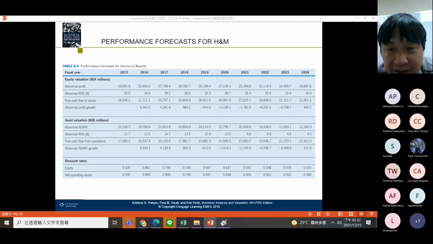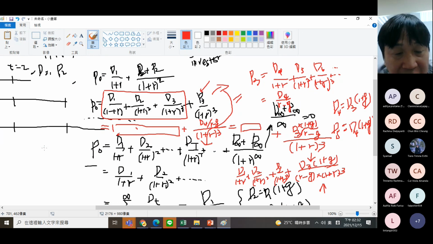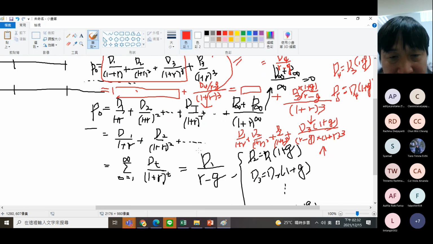As I said, I just use three periods to be our example: date one, date two, date three, and P3 is our terminal value. How can we use the available information to estimate our P3? For the last year we just use 1 plus G, R minus G, and the D3.